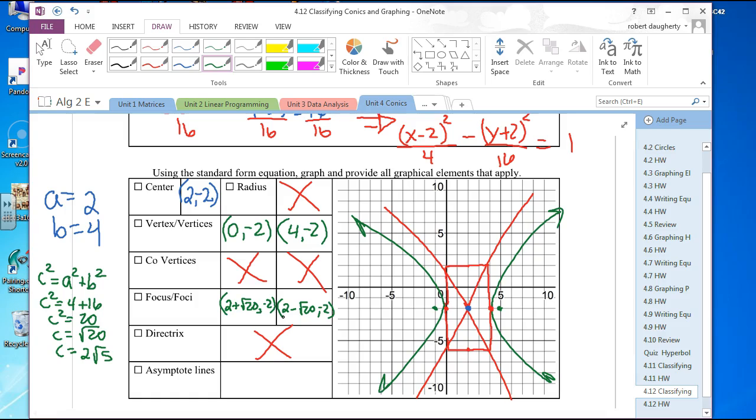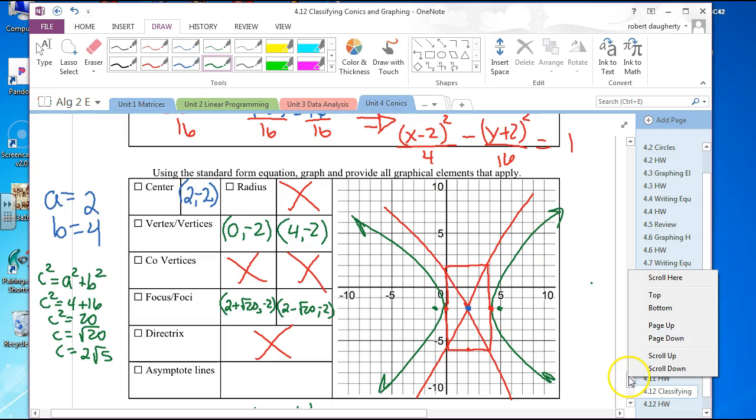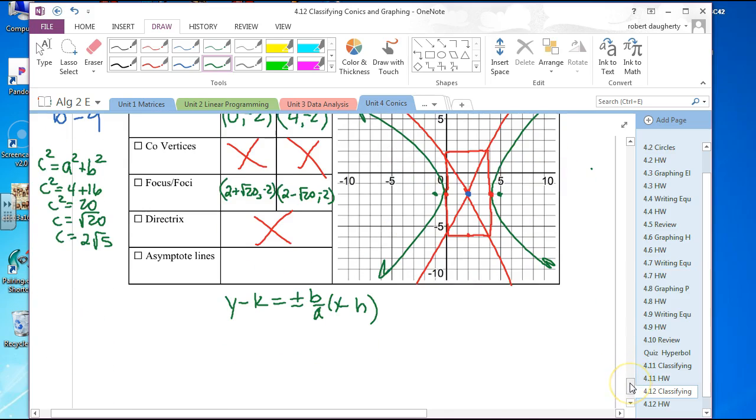Okay? And then the equation for the asymptotes is always what? y minus k equals plus or minus b over a times x minus h. So here you just copy down. This is just filling in the blank. So y minus k, so it's y plus 2, x minus 2. So that means y plus 2 equal plus or minus. What's b over a? It's 4 over 2. What's 4 over 2? 2. And then, x minus 2. And we're done. Okay. Do I put a squared after that x minus 2? No, these are lines. Those are the equations of the lines. Okay. And that's it.